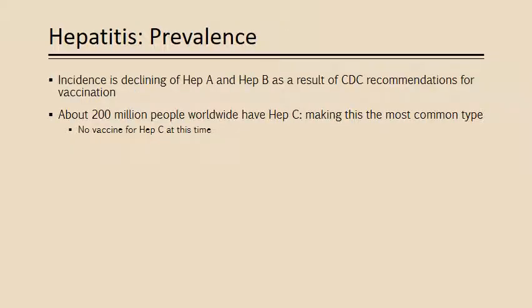Hepatitis prevalence. Incidence is declining of hepatitis A and hepatitis B as a result of CDC recommendations for vaccinations. About 200 million people worldwide have hepatitis C, and that makes this the most common type. There is no vaccine for hepatitis C at this time.